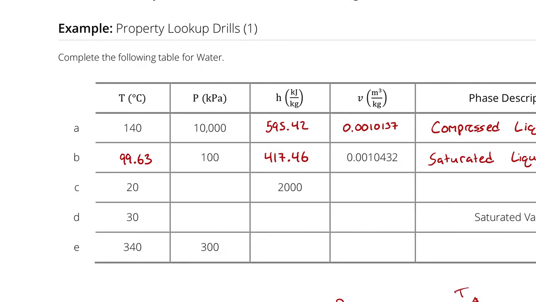Two rows down. In row C, we have a temperature of 20 degrees Celsius and a specific enthalpy of 2000. Our procedure here will be the same general procedure as for row B. We will look up HF and HG corresponding to a temperature of 20 degrees C, and then we will see how 2000 compares to those two values and deduce the phase. If 2000 is less than HF, we must have a compressed liquid. If 2000 is greater than HG, we must have a superheated vapor. If it's between the two, we must have a mixture.